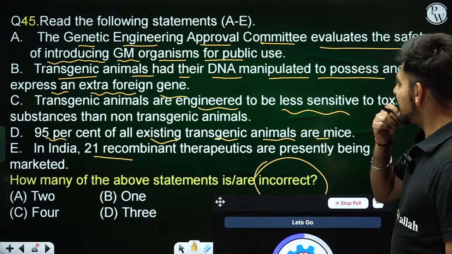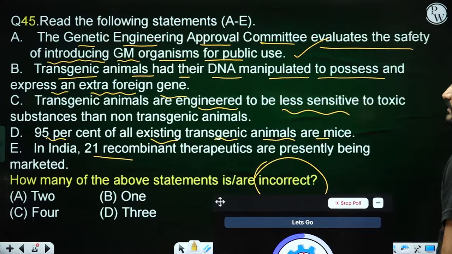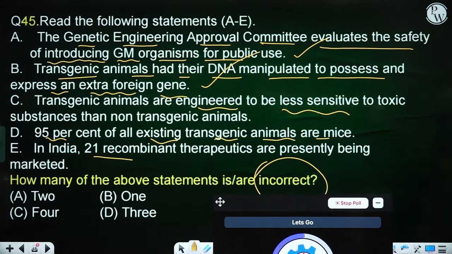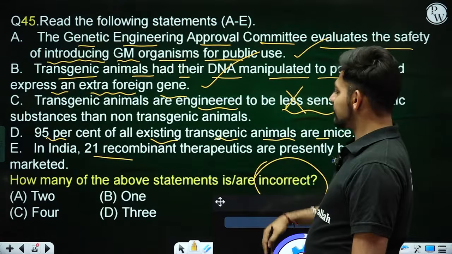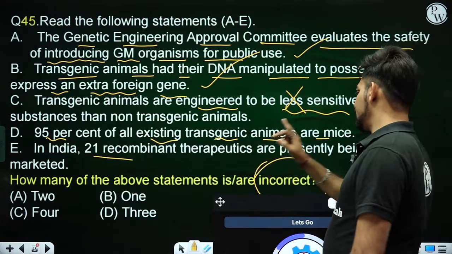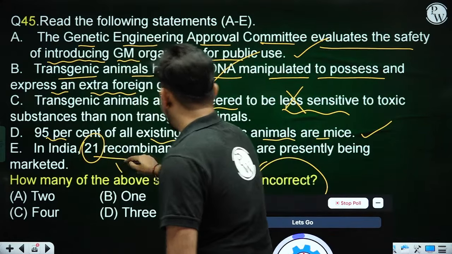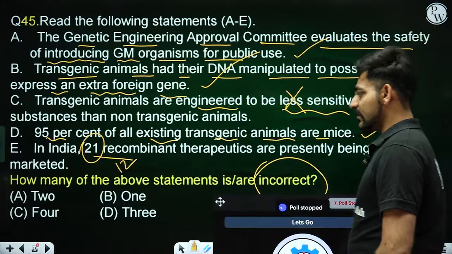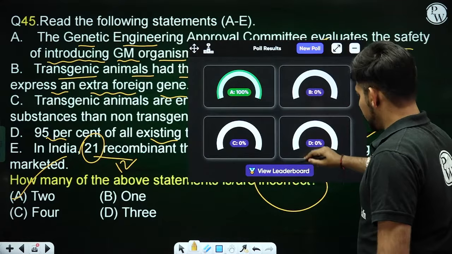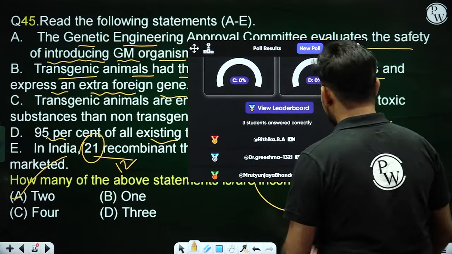Okay, so the Genetic Engineering Approval Committee evaluates the safety of introduced GM organisms, that is correct. Transgenic animals had their DNA manipulated, yes, that's also right. Transgenic animals are engineered to be less sensitive, no, more sensitive to toxic substances in comparison to non-transgenic ones. 95% of transgenic animals are mice, that's also right. In India, 12 recombinant therapeutics are presently being marketed. So that's why we got our answer as option A. And again Ritika, Dr. Grishma and Mrityunjaya have given the right answer.